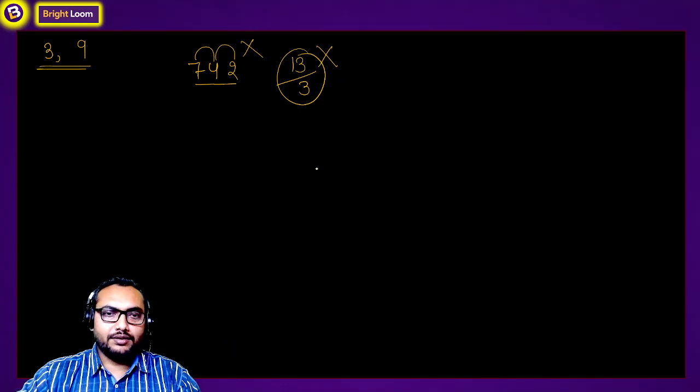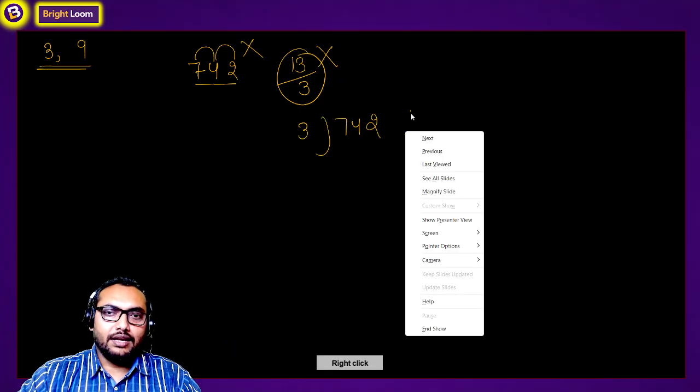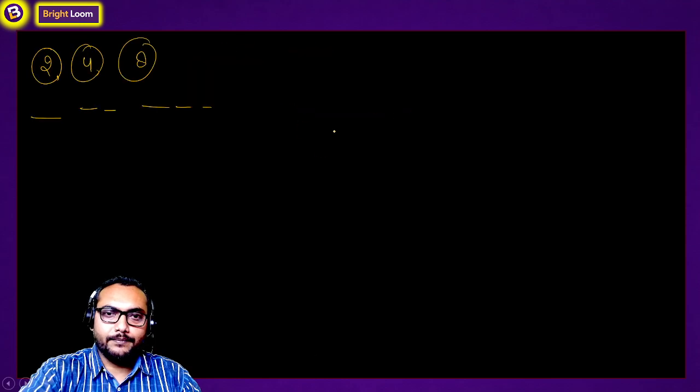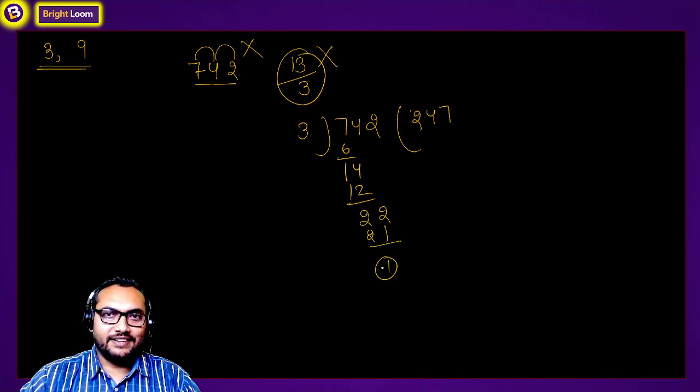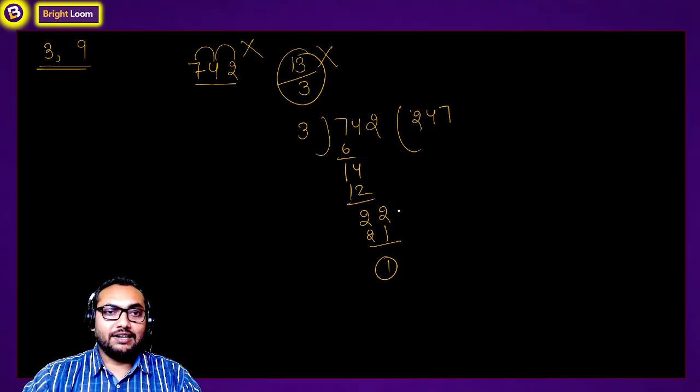And if you want to cross-check, you can just use the long division method. 742 divided by 3: 3 two times, 6, 1 is the remainder. Now I'll take 4 down here. 3 4 times 12, I'm left with 2 and 2 more. So 3 7 times 21, and now I'm left with 1 here. So this is my remainder. It means it is not completely divisible by 3, right?